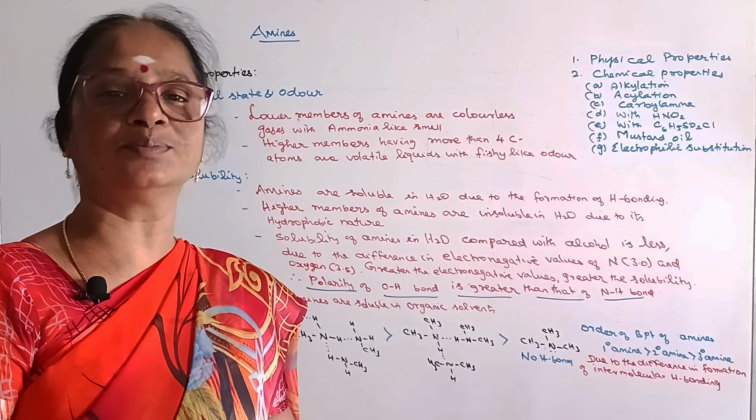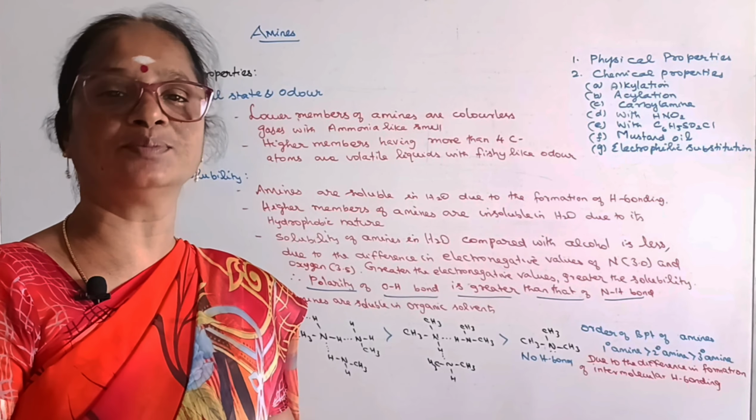The next one, chemical properties of amines. Let us discuss the chemical properties of amines one by one. The first one is alkylation. This alkylation we already discussed in our preparation of amines. In that case we said an excess of alkyl halide is taken and the reaction proceeds until the formation of the quaternary ammonium salt with ammonia.